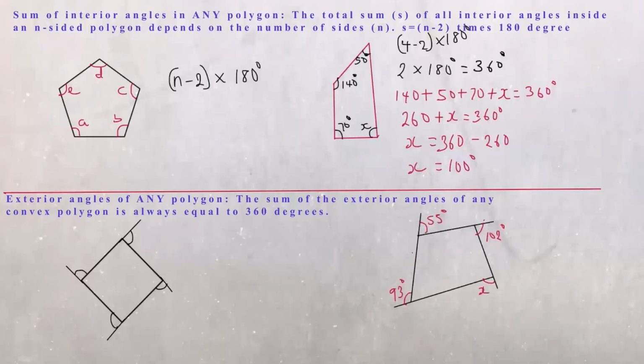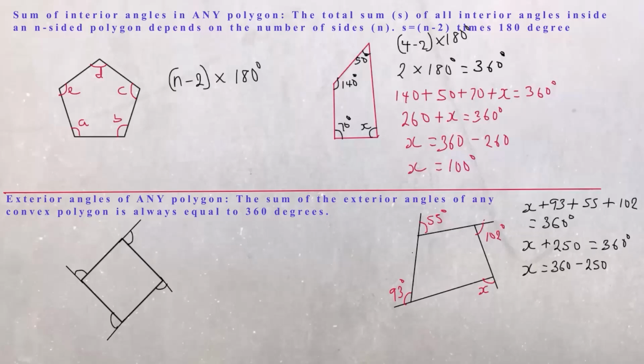Let's consider this example. First, this is an irregular polygon because all the sides are not equal. So the formula is the sum of all exterior angles equals 360 degrees. Adding up these degrees, we have x plus 250 degrees equal to 360 degrees. We move the 250 to the other side. Then solving this, we have 110 degrees. So this angle is 110 degrees.